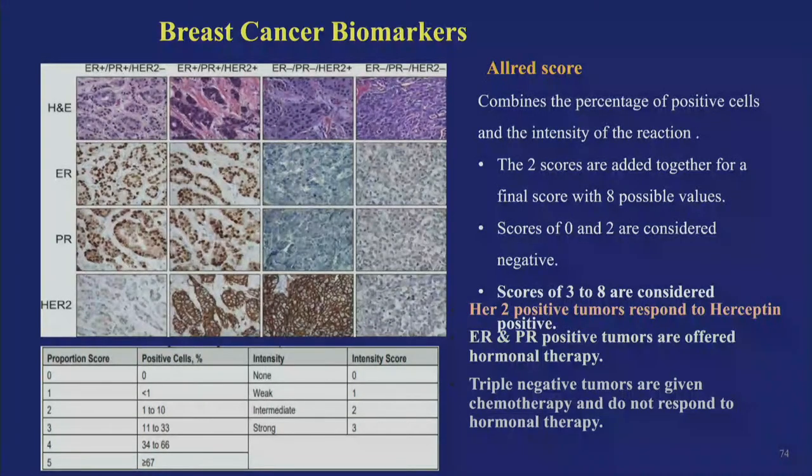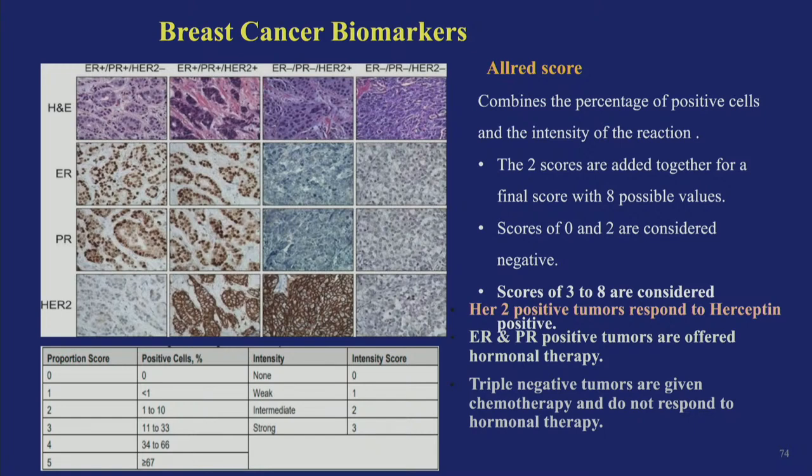And if you see, manually a pathologist has to evaluate ER and PR based on proportion score and intensity. So we have to see if the percentage of cells is 1 to 10 or 11 to 30 or 35 to 66 or more than 67, whether it is weak staining, intermediate staining or strong staining, then add both and give a final score. And if the score is 3 to 8, we say positive, less than 3 is negative. Why is it so important?